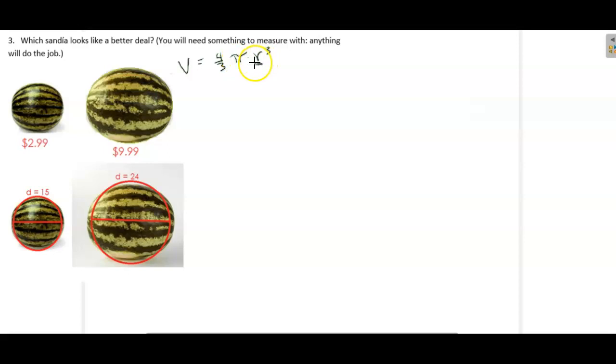And the radius, of course, we're going to be approximating that because this is not really a sphere, but we can estimate what it would be like if it were. So I drew a circle around this, and then I used a measuring tool just on the computer. This was about 15 units, and then this was about 24 units. And of course, you could have used anything.